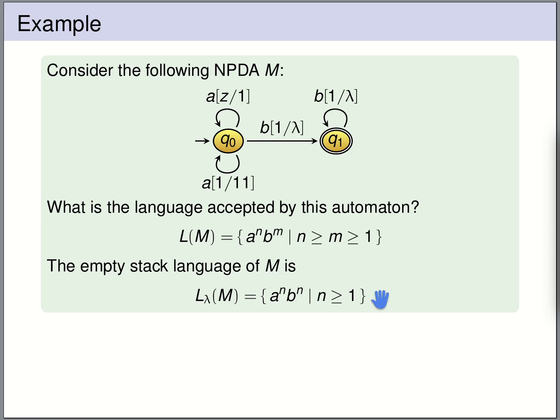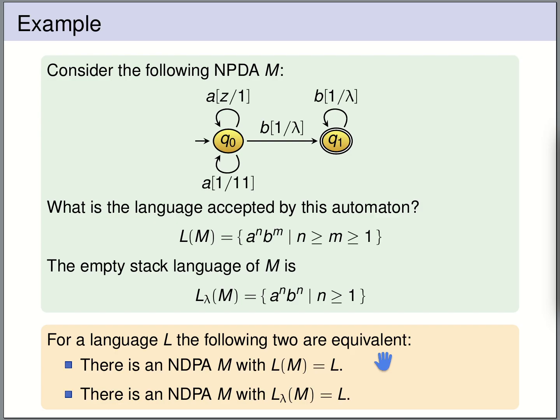However, both definitions, acceptance via final states and acceptance via empty stack, are equally expressive. So they both give rise to the same class of languages. And we will show how one formalism can be transformed into another. So we will show how we can take a non-deterministic pushdown automaton and we can transform it into a new non-deterministic pushdown automaton such that the empty stack language of the new automaton is equal to the language of the old automaton, and reversely.